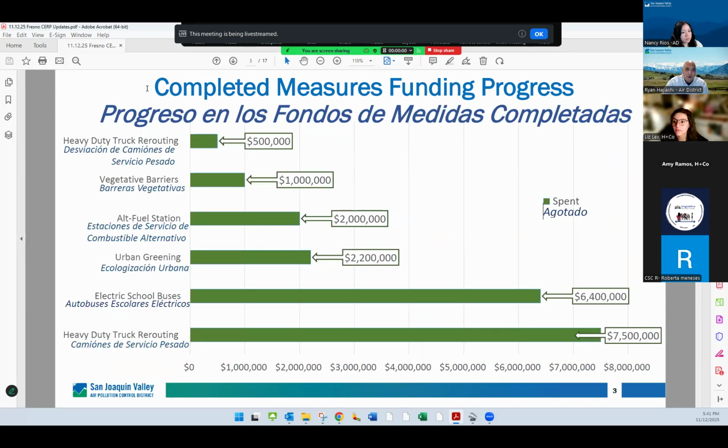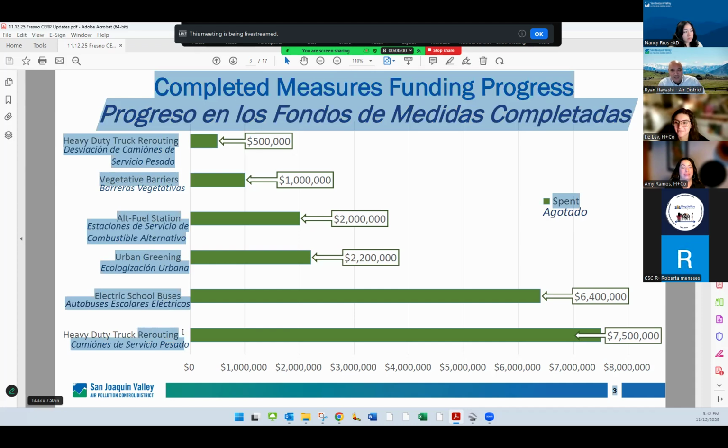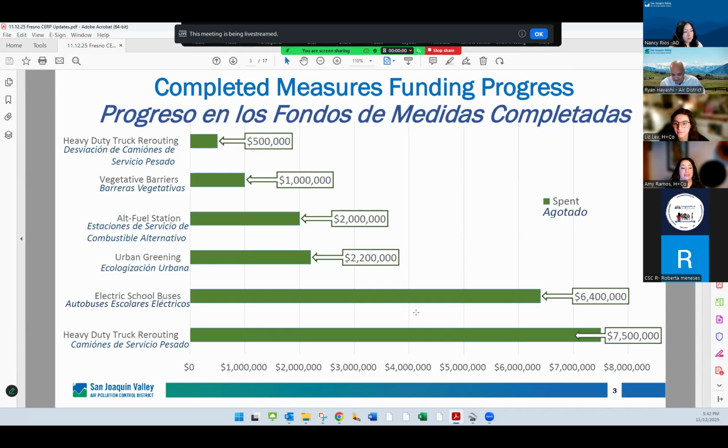So it's just some of the numbers of what those dollars were. There was $500,000 for the heavy duty truck rerouting, $1 million for vegetated barriers, $2 million for alt fueling infrastructure, $2.2 million for urban greening, and $6.4 million for electric school buses. And that last one should say heavy duty trucks. Forgive me, I missed that. Not for the rerouting of the trucks. That was for the trucks themselves.